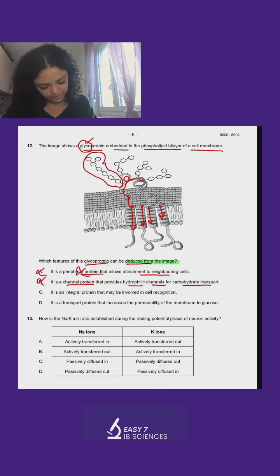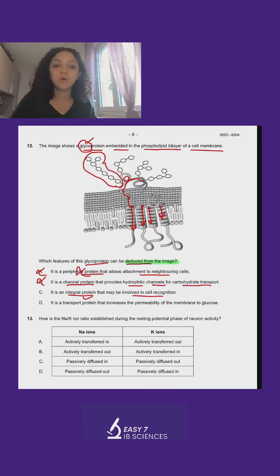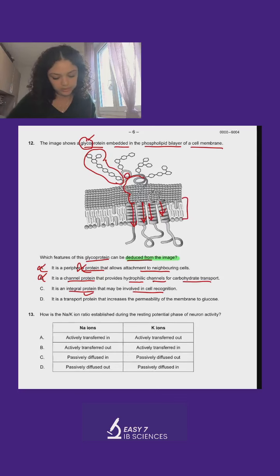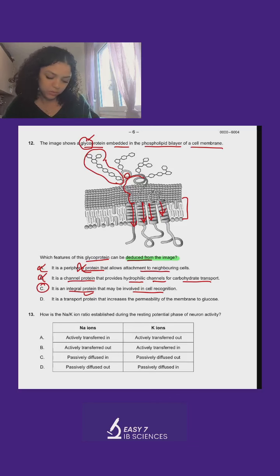Next, C says it is an integral protein. That checks out. That may be involved in cell recognition. That also checks out because we know a function of integral proteins is cell recognition, and we can clearly see from this image we've deduced that it is integral. That's why C is correct. Next, D says it's a transport protein that increases the permeability of the membrane to glucose. No, it's not a transport protein. Channel or transport should not be a function of glycoproteins. Hopefully that made sense, guys, right?